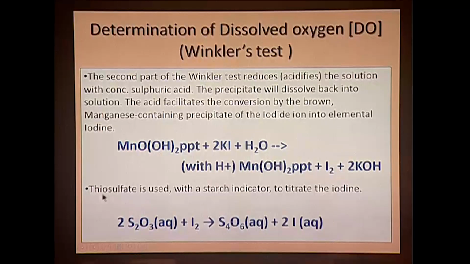So for that, what we do is we use thiosulfate for the titration process, and starch is used as an indicator, because when starch reacts with iodine, you have formation of a blue-black color, and therefore with the titration of thiosulfate, this blue-black color disappears and that becomes the end point of the titration.